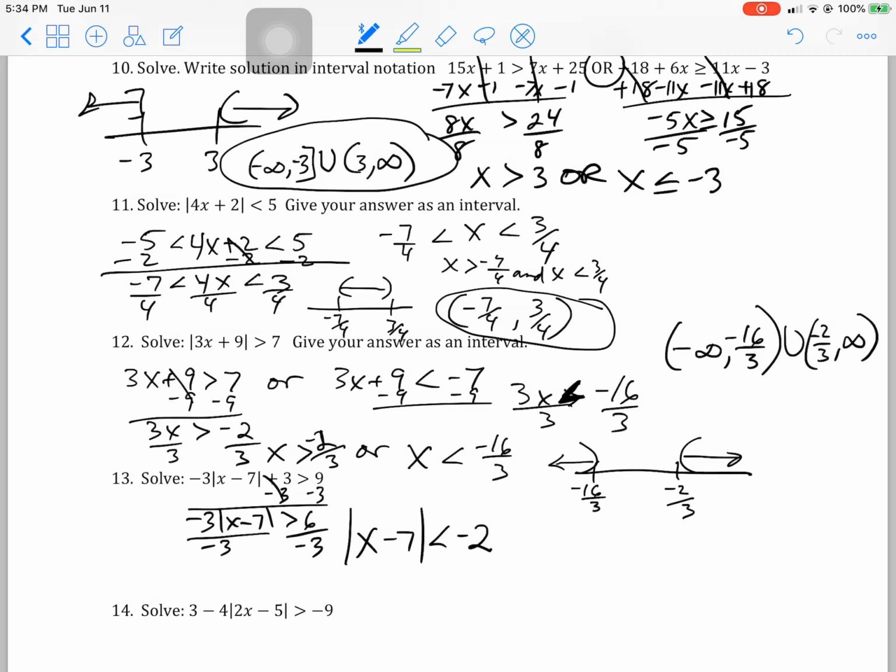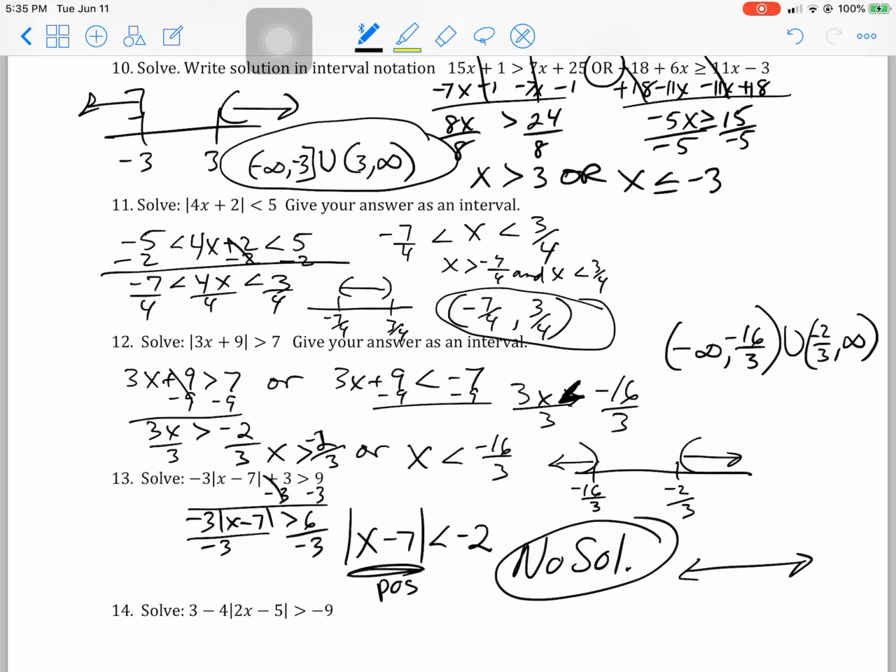And an absolute value less than a negative means no solution for an answer, because an absolute value has to be positive. So there's not going to be anything you can put in there that's going to make it smaller than a negative. So that's a no solution, okay? If you're asked to graph them, you're just going to have your number line with nothing up there, okay?